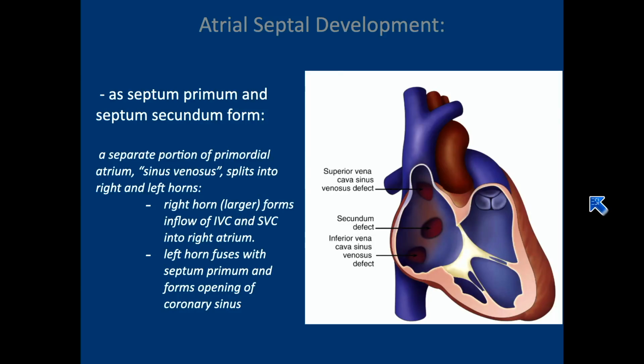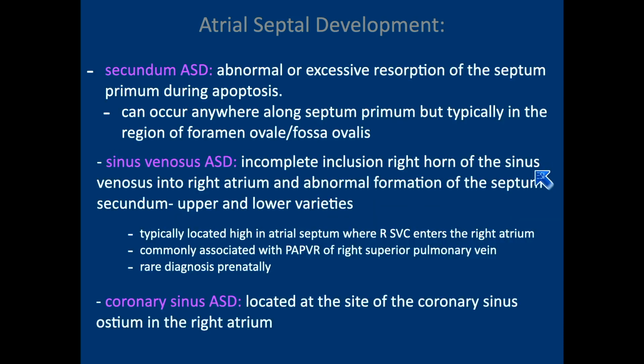Now, the atrial septum development occurs, as we said, septum primum and secundum. There's a separate portion of the primordial septum called the sinus venosus that splits into right and left horns. The right horn, which is larger, creates the inflow of the IVC and SVC into the right atrium. The left horn fuses with the septum primum, creates opening of the coronary sinus, which is down here. These I'm going to touch on really briefly because they're very, very hard to pick up.